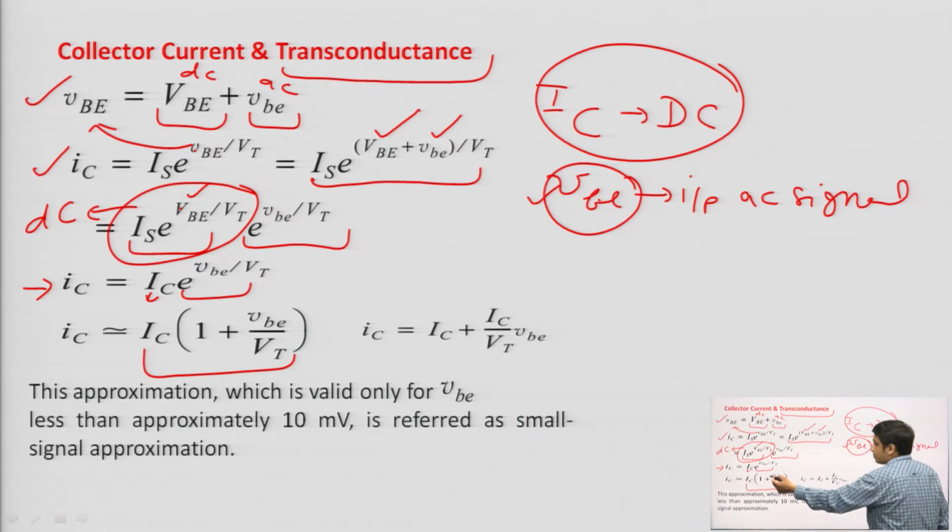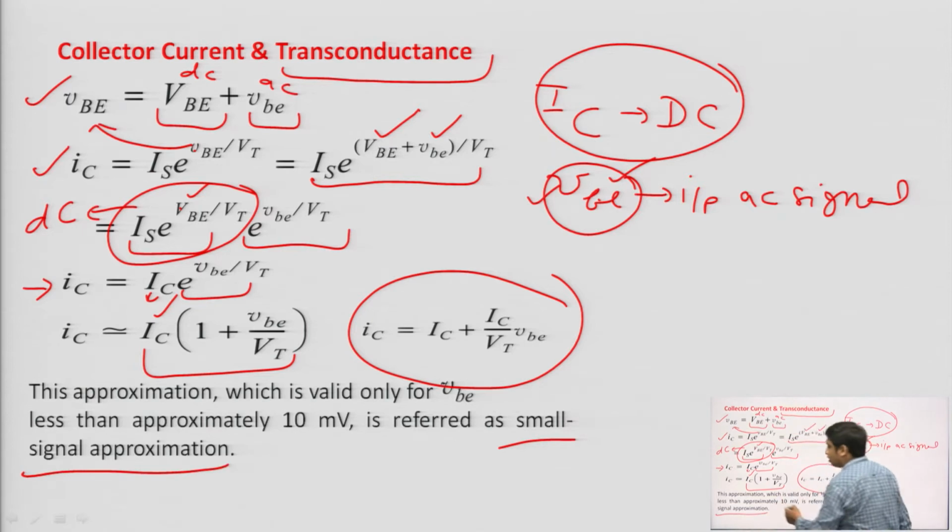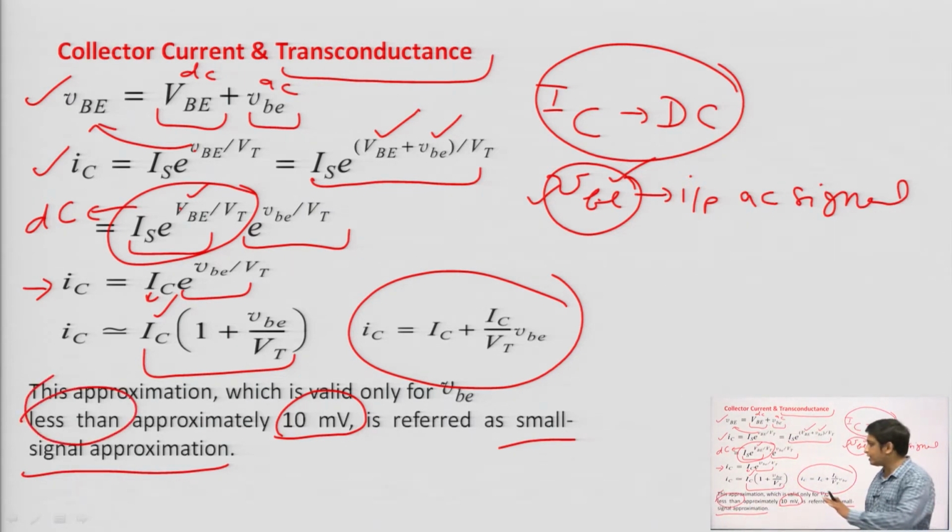Further, you can multiply this capital IC in the bracket. So, it will be this, fine. Here we have assumed that this small vbe, that is the input AC signal, is very small. This is called small signal approximation. Normally, we do this approximation when the magnitude of the signal is less than 10 millivolt. If it is less than 10 millivolt, then that signal is considered as the small signal, and the approximation is called small signal approximation.